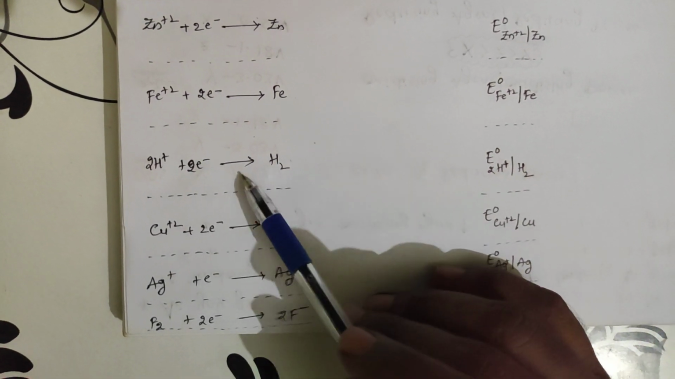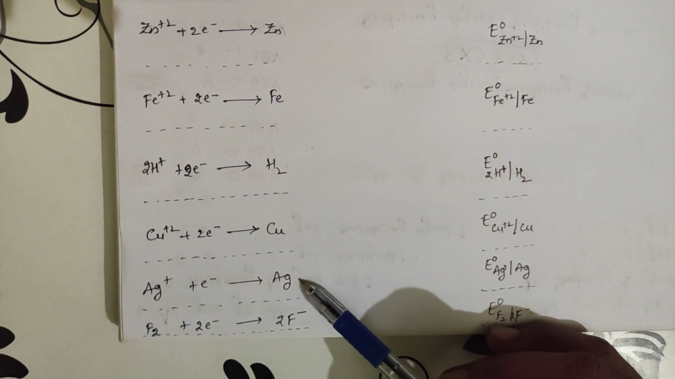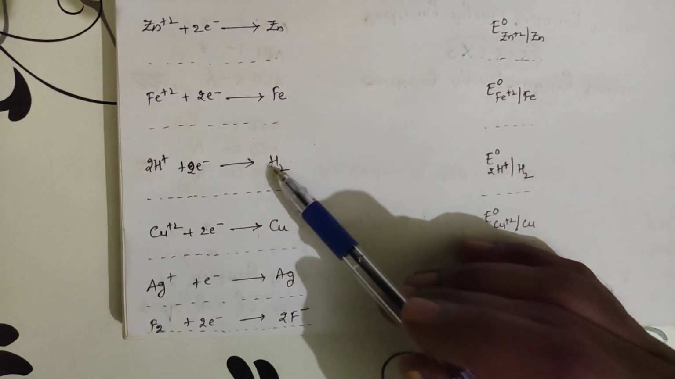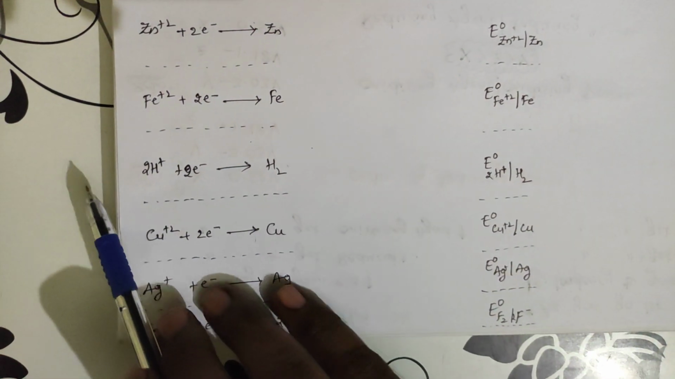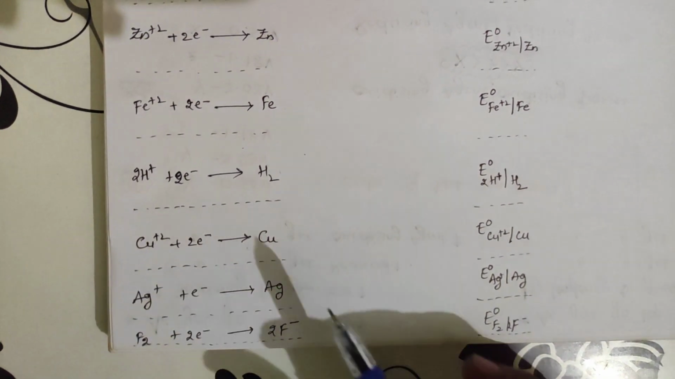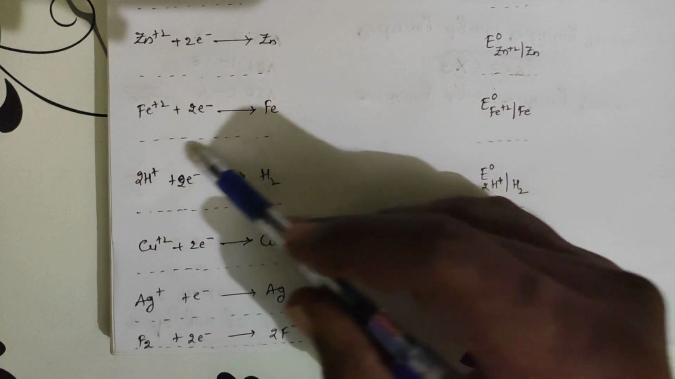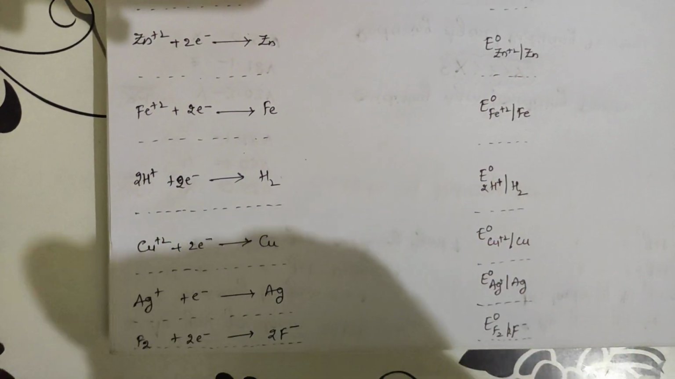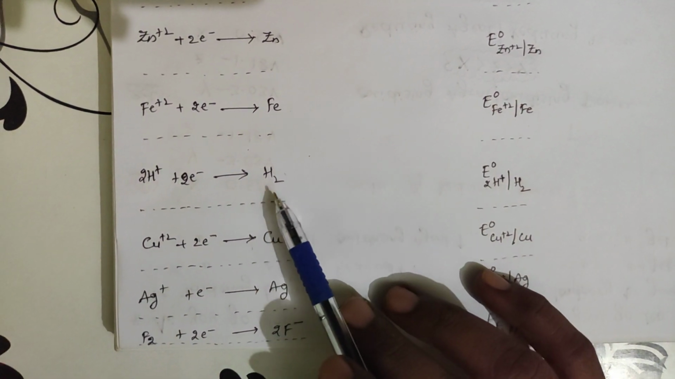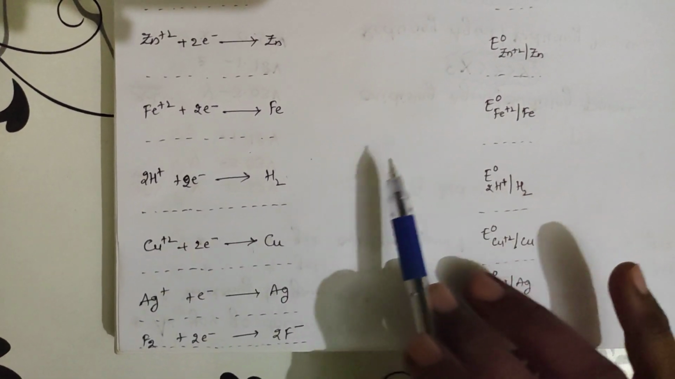Okay. Suppose hydrogen is combined with Ag. Ag will undergo reduction and hydrogen will undergo oxidation. Then the reaction will be like this: H2 gets converted to H plus, Ag plus undergoes reduction and H2 undergoes oxidation. So whenever hydrogen combines with the elements below it having higher reduction potential values, hydrogen undergoes oxidation. Then there will be no liberation of hydrogen gas.